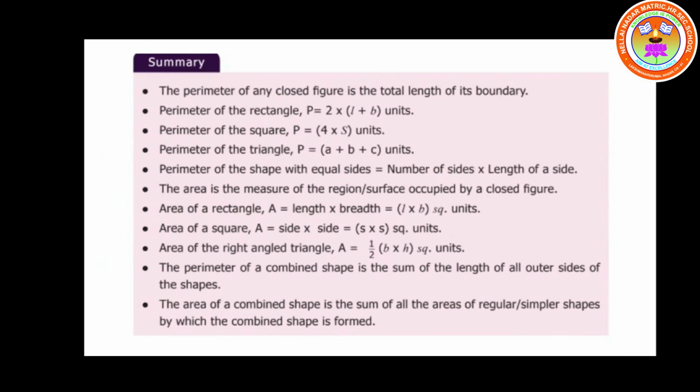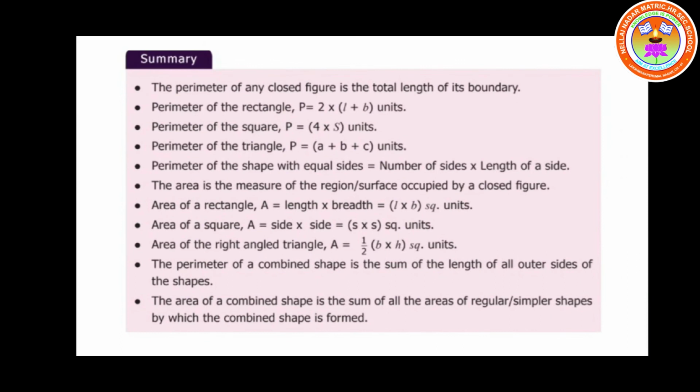So far we have gone through perimeter and area, that is, the perimeter of a rectangle, square and triangle, and the area of a rectangle, square and right angled triangle. Just go through all the formulas. These formulas are useful to work out the sums. So let us continue the exercise. We will start from the next session. Thank you children.